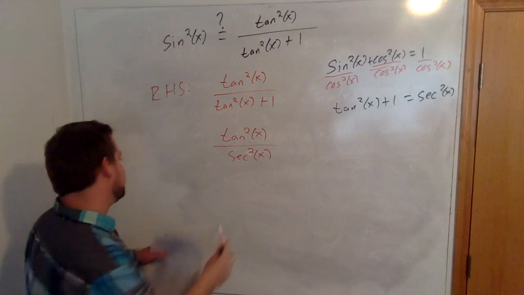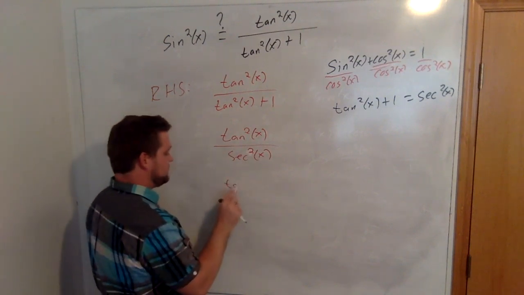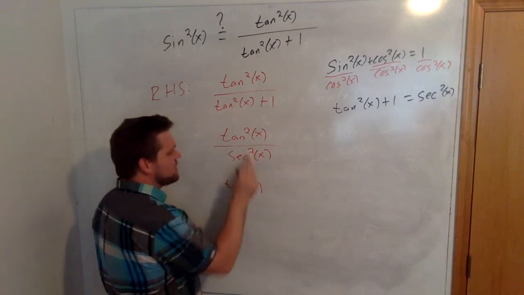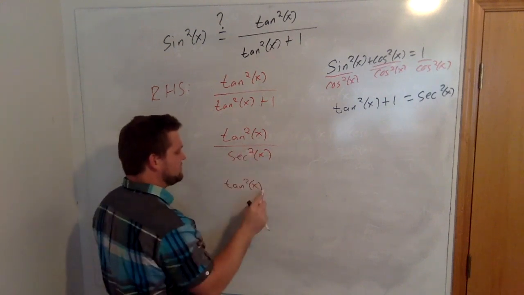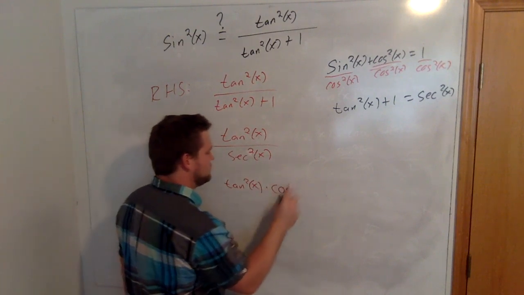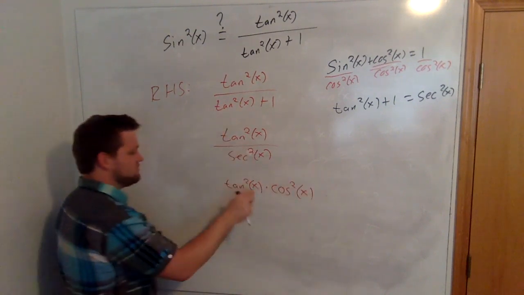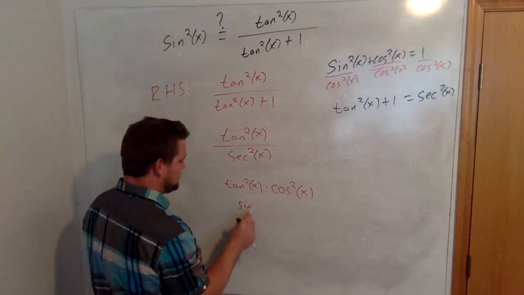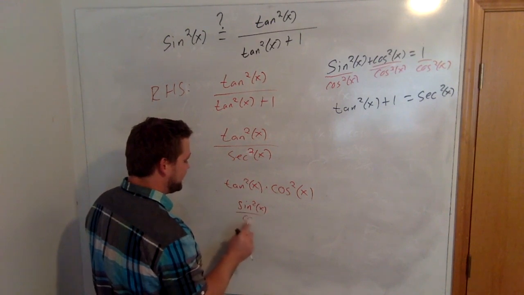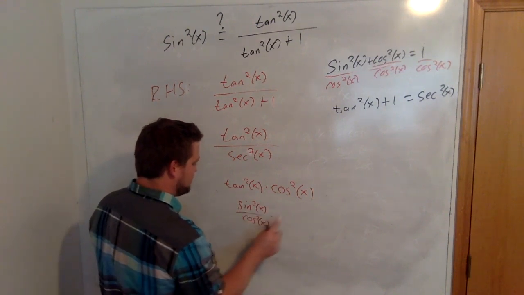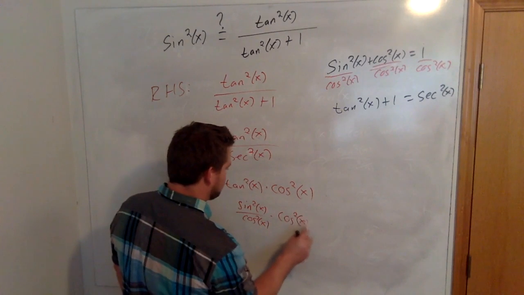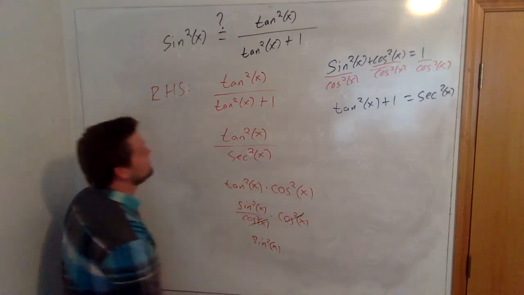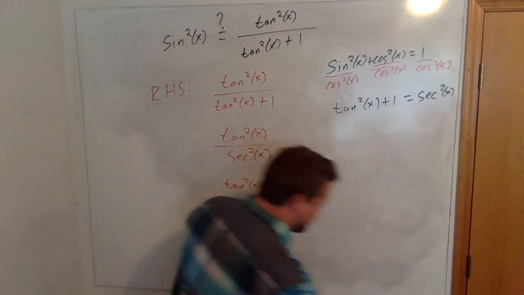You could have said, oh, well, this is the same thing as tan squared of x. And you could have said, well, 1 over secant squared is the same thing as cosine squared of x. So you could have written this expression like this. And tan squared is the same as sine squared of x all over cosine squared of x times that extra cosine squared of x. And look, those will cancel, and we're right back to sine squared, the left-hand side. Okay, you could have taken that approach.